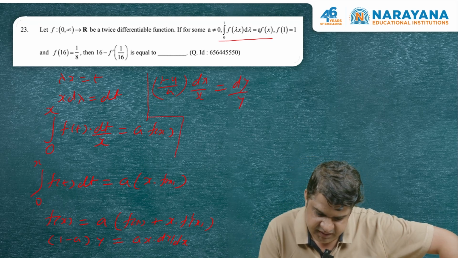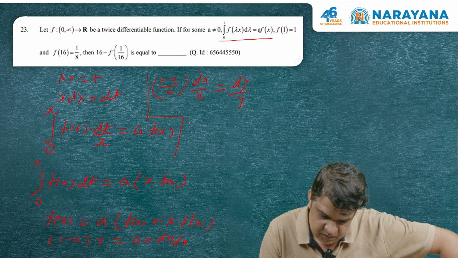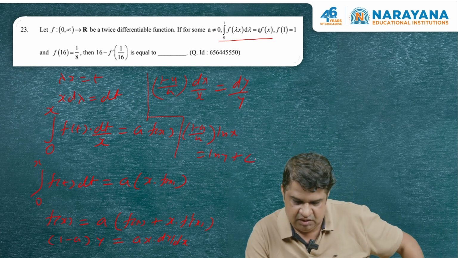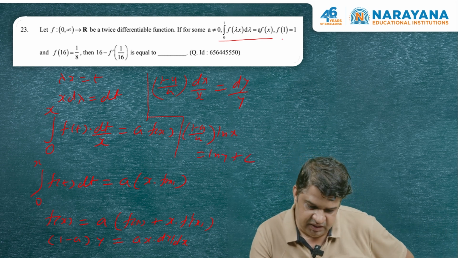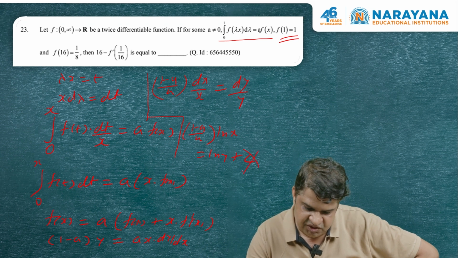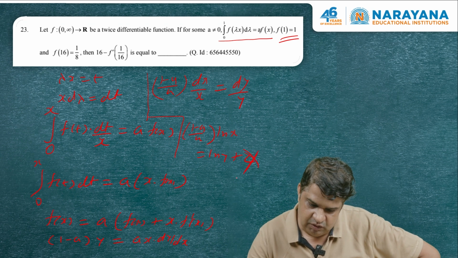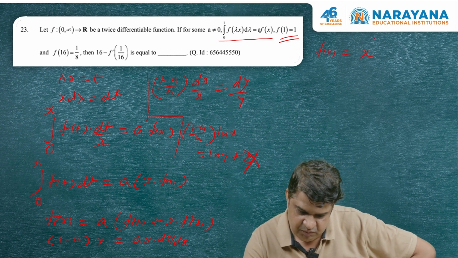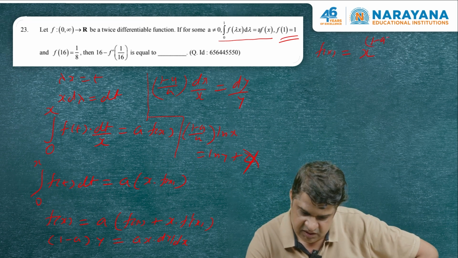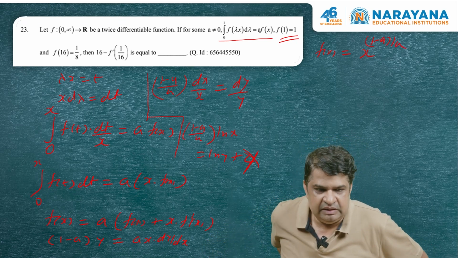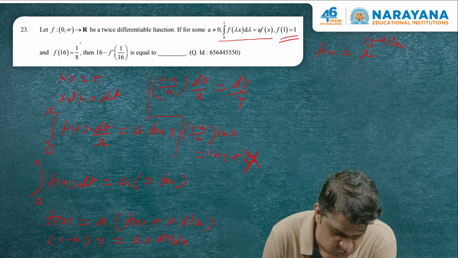So, when we integrate it, we will get (1 minus a) by a ln x equal to ln y plus c. Now, it is given that when x is equal to 1, y is also equal to 1. So, from that we will get c equal to 0. So, finally, our f of x will become x to the power (1 minus a) divided by a. But one more condition is given, that is f of 16 is equal to 1 by 8.